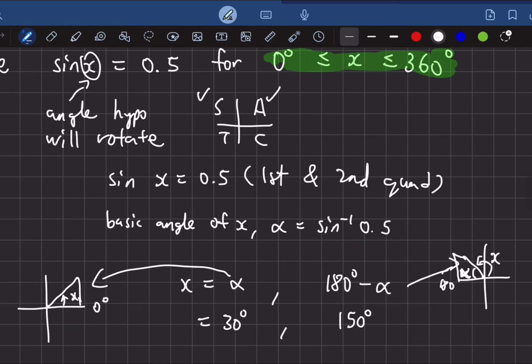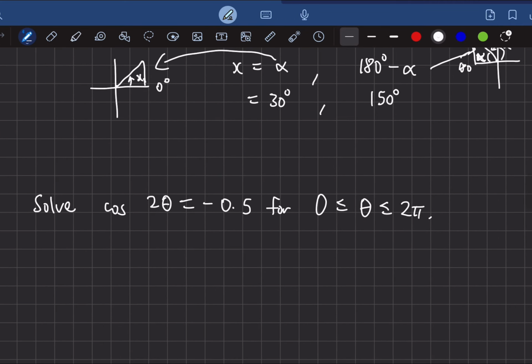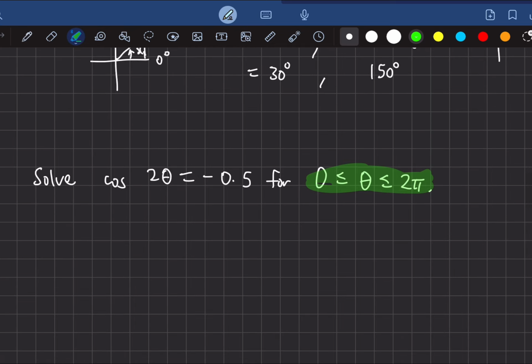Okay, so that's how we solve trigo equation. Let's take a look at one more. So for example, solve cosine 2 theta equals to negative 0.5 in this range. So you can see here is 0 to 2 pi, which means that we are supposed to use radian. So we want to change the calculator to radian mode first. So over here, same thing. Let's copy the question. Cosine 2 theta equals to negative 0.5.